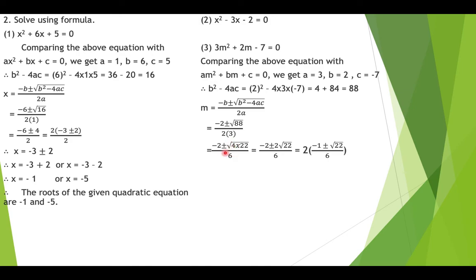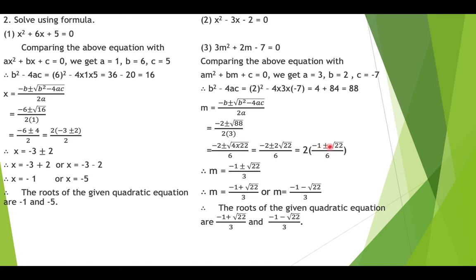So you can just remove this 4 from the square root. So we are going to get minus 2 plus or minus 2 root 22 upon 6. Therefore it becomes, and we take 2 as common from here, so 2 into minus 1 plus or minus root of 22 upon 6. So 2 and 6 get cancelled. So 2 1s are 2, 2 3s are 6. So it will be minus 1 plus or minus root of 22 by 3.